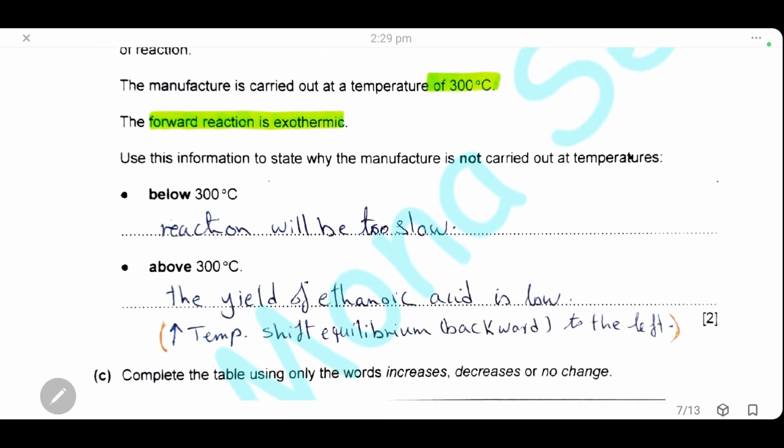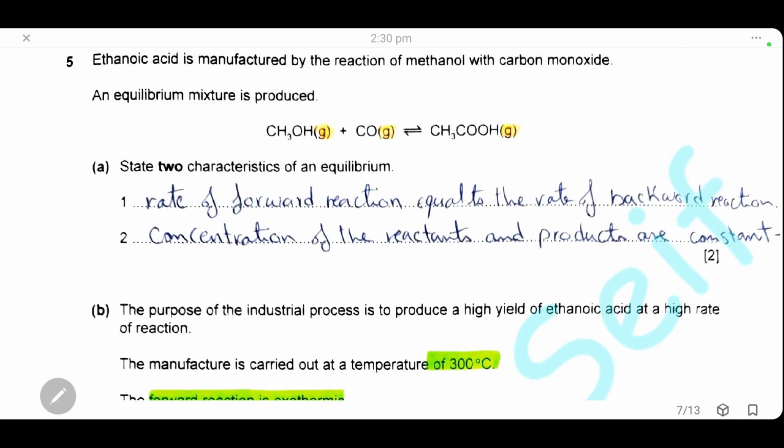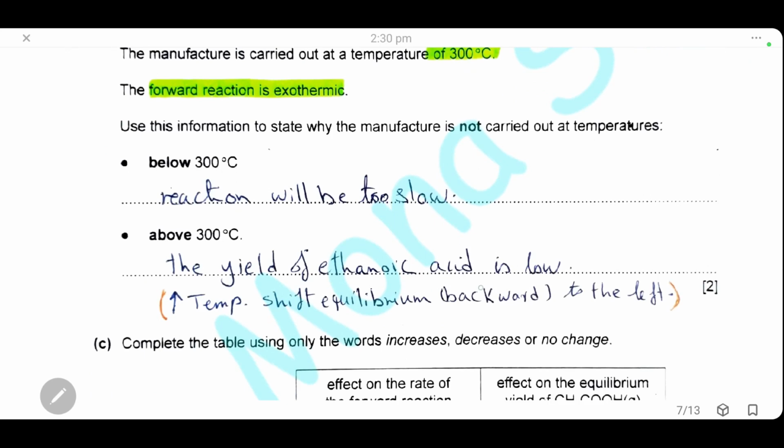If we increase the temperature above 300, as he mentioned, the reaction is exothermic, so increasing the temperature will favor the endothermic reaction, and the equilibrium will be shifted backward to the left side, decreasing the yield of ethanoic acid. So the yield of ethanoic acid will be low at a temperature above 300, because if we increase the temperature in an exothermic reaction, the equilibrium will be shifted backward to the left side.